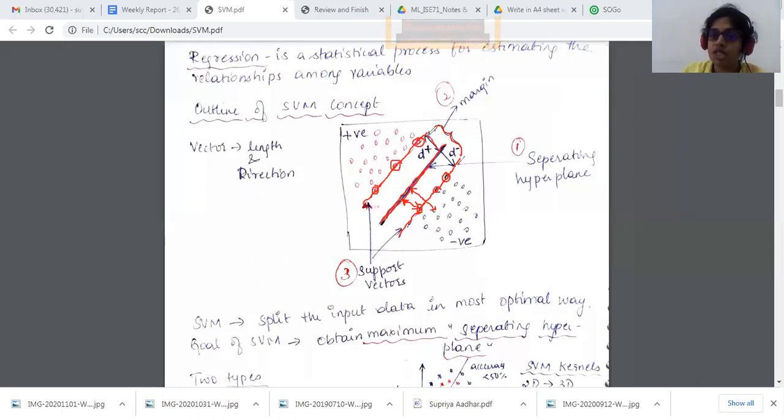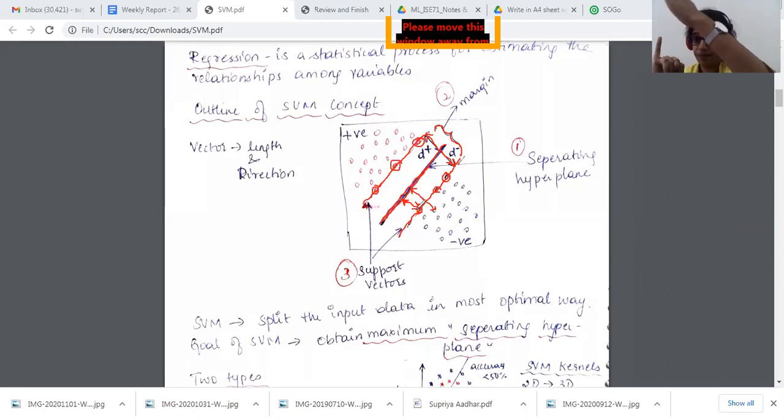This will be the positive D because it's the positive side of it. This will be the negative D, minus. So this total distance is going to be my margin. There are three main things we came to know here. First one is the separating hyperplane, the line that I'm drawing. Second is the margins based on the support vectors. So these are the important things we have covered.